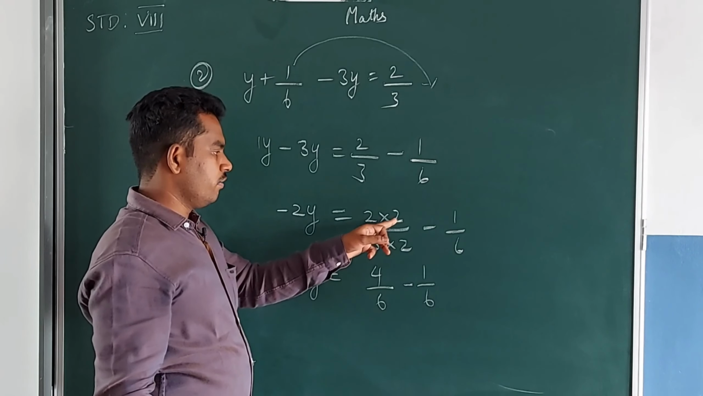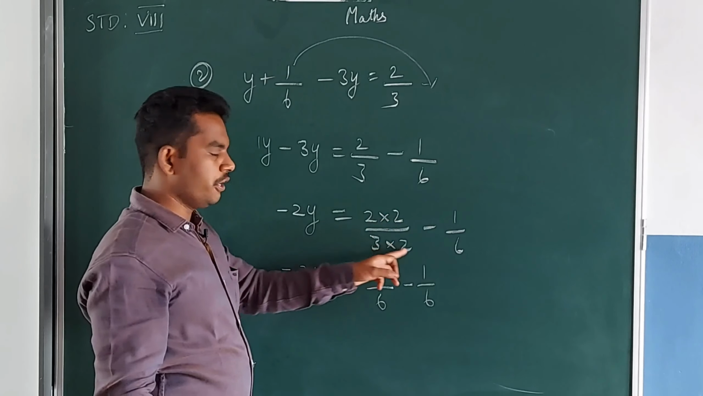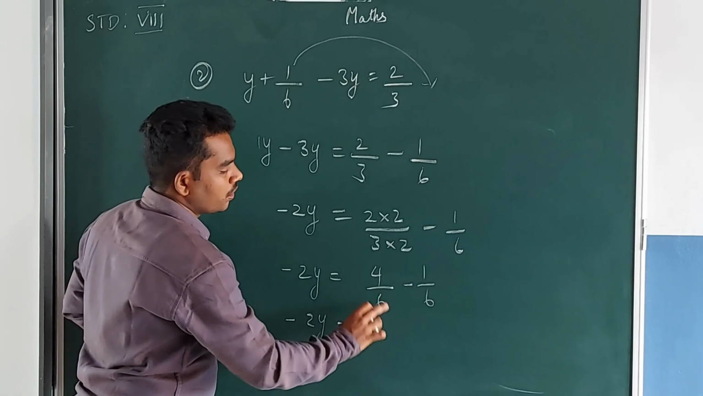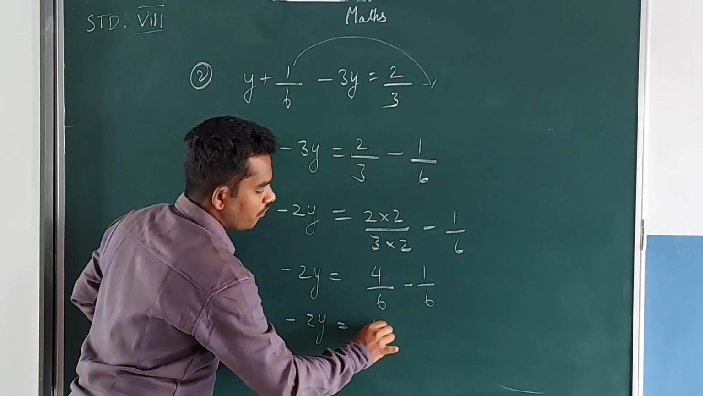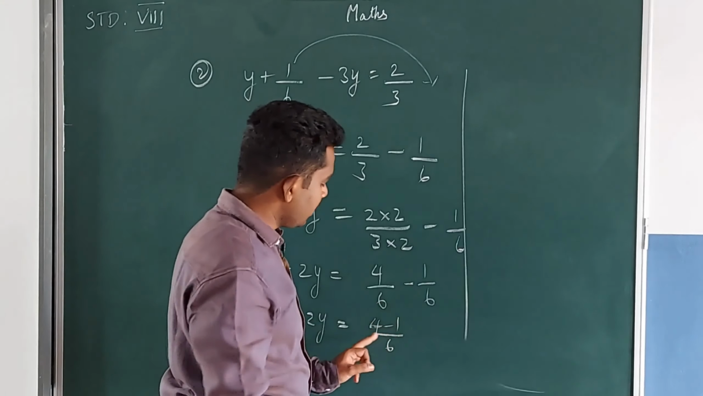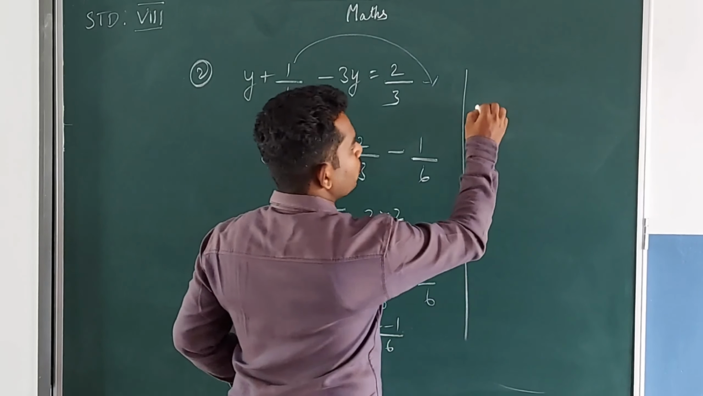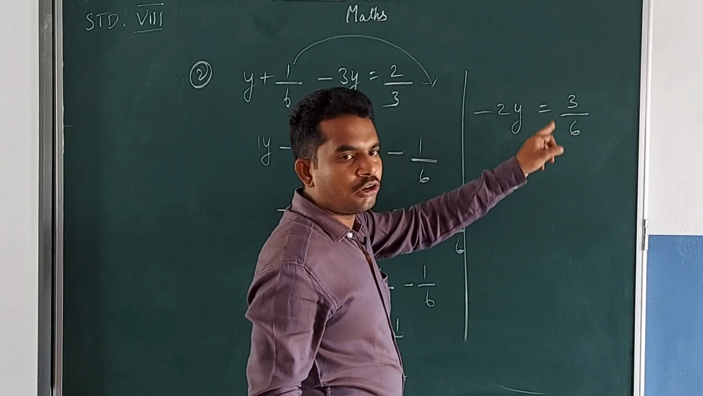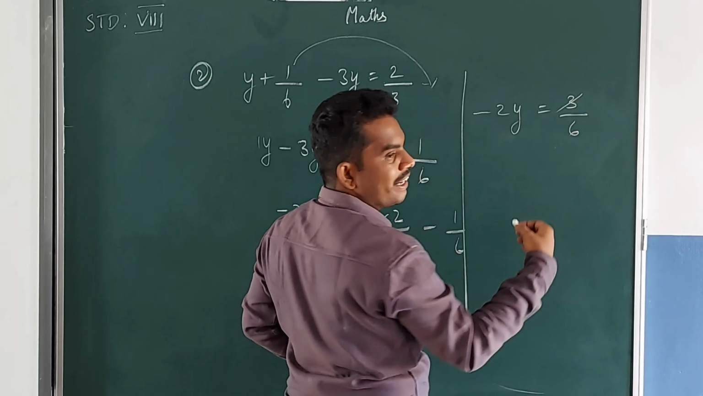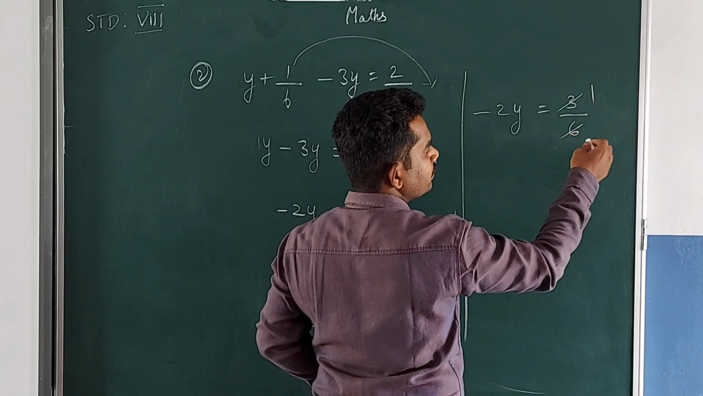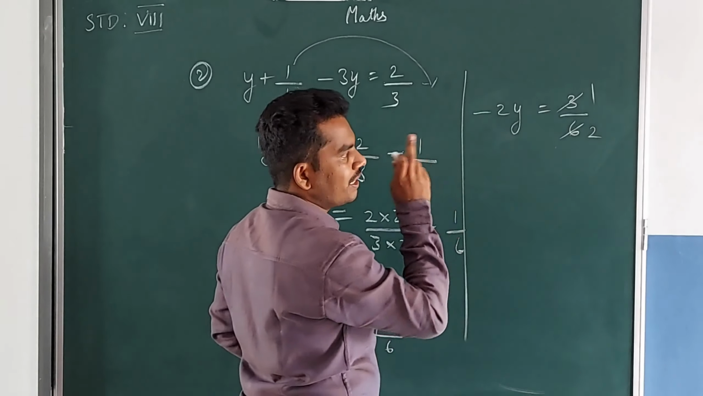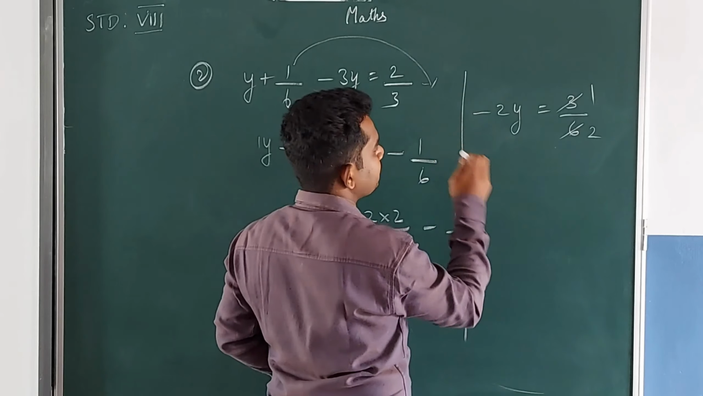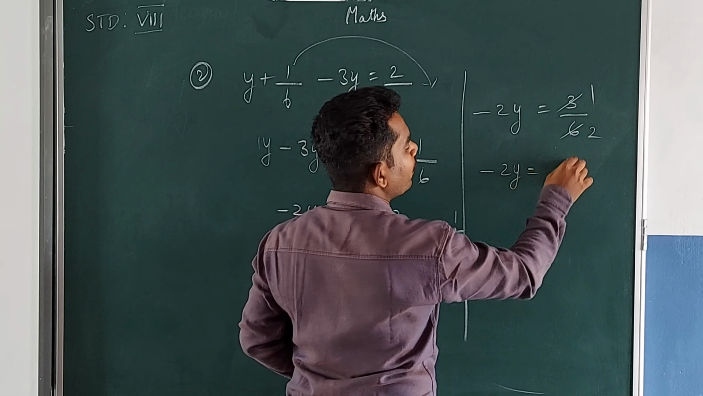Understood? 2 into 2, 4, 3 into 2, 6. Next minus 2y, combine the 6 into 1, 4 minus 1 divided by 6, 4 minus 1, 3. So minus 2y equal to 3 by 6. Cancel it in the 3 table. How many times 3? 1 time. It is 2 times, you should not cancel with the 2 table. Why? 3 does not come. Okay. Next, minus 2y equal to 1 by 2.